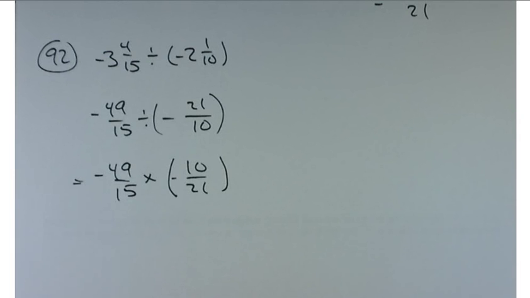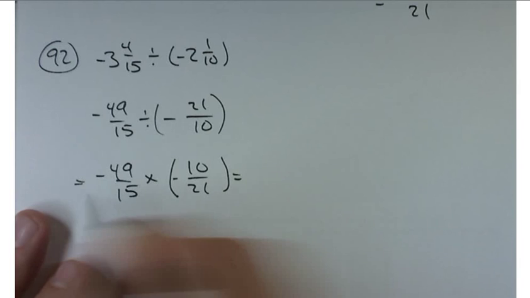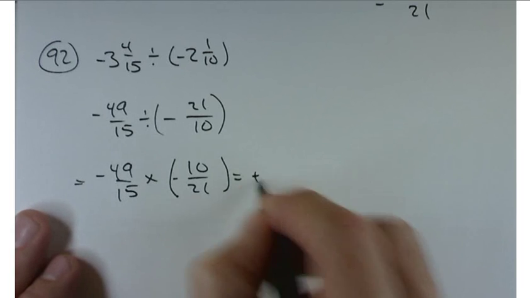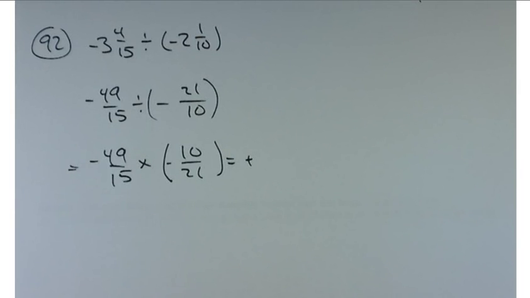All right, Don. What does that give me next? Or what should I do next? You need to simplify the 10 and the 15. Yeah, so there's a lot of things we can do. Let's take care of this first. Is this going to be positive or negative? It's going to be positive.